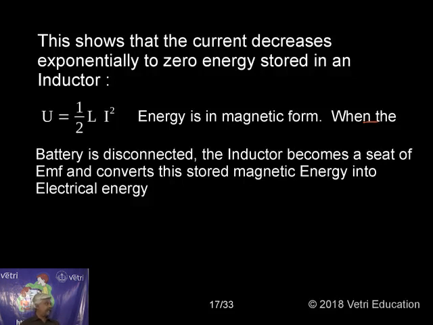What is the energy? Half L I squared, energy in magnetic form. When the battery is disconnected, the inductor becomes a seat of EMF and converts this stored magnetic energy into electrical energy. So that is the DC case. Even when the battery is removed, what happens? The stored magnetic energy is again converted into electrical energy. That is the concept here.